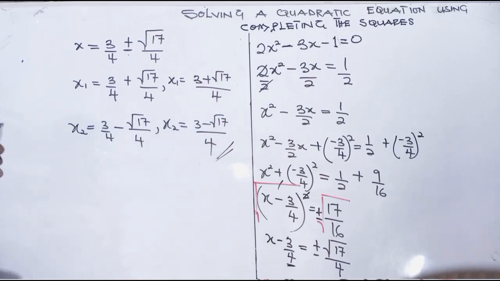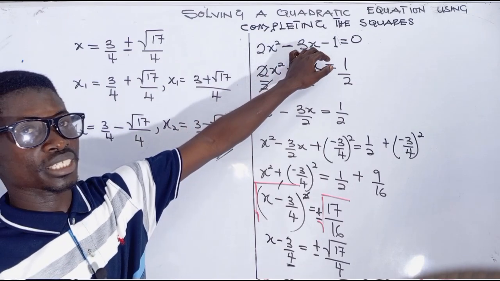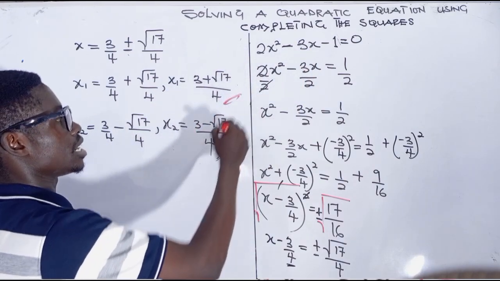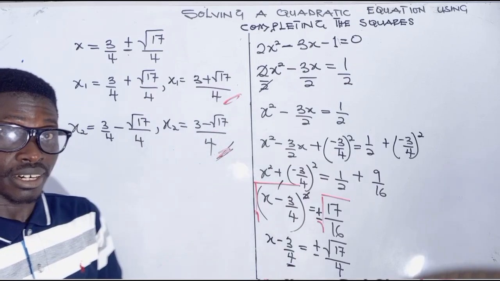So the value for x to satisfy this quadratic equation is either x is equal to this or x is equal to that. That's as easy as that.